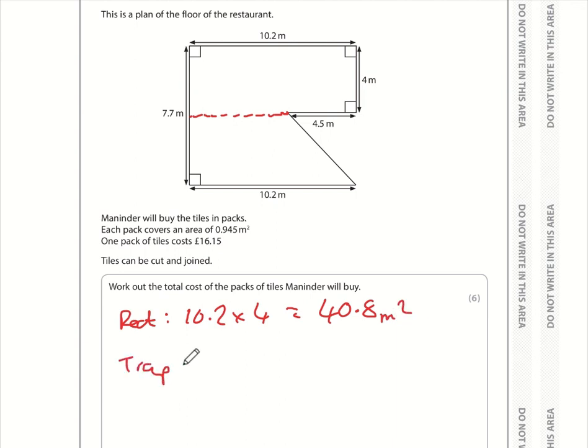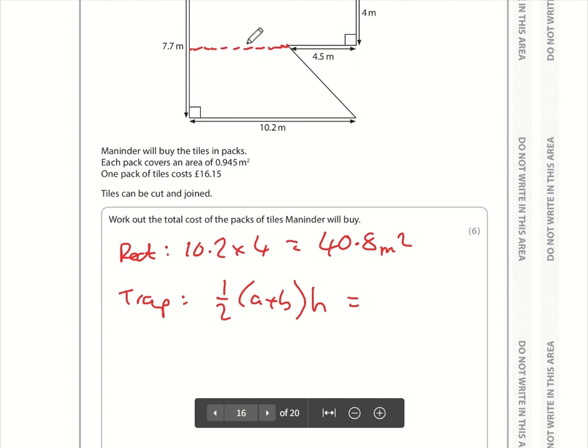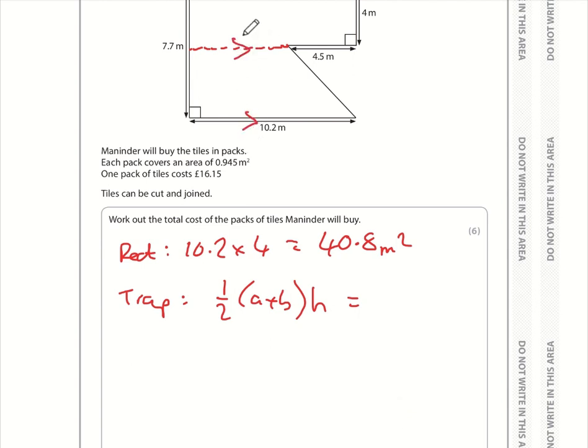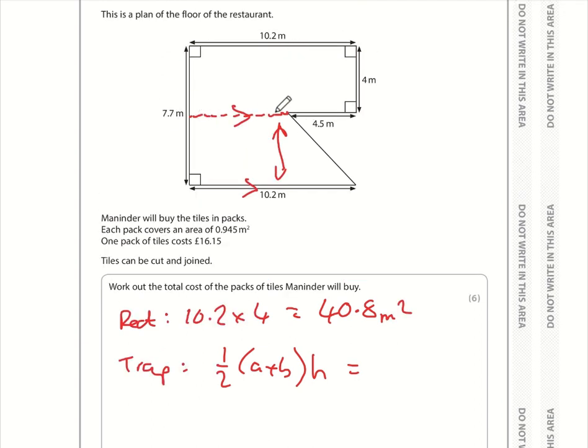The trapezium, the formula is half of A plus B times by H. Now A plus B are the parallel sides. So these are the parallel sides here, and H is the height. Now, first of all, we don't know the length of this side. Well, we know it's 10.2 from here to here, and it's 4.5 from here to here. So this side length is going to be the difference between 10.2 and 4.5. So that's our calculation. 10.2 take away 4.5, that is 5.7. So this is 5.7 centimeters.